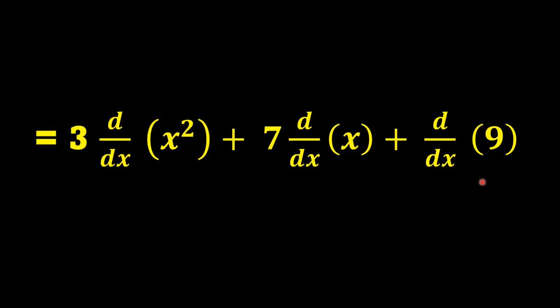As a process, we write the numerical coefficient first outside the symbol for derivative. So we write it as 3 times the derivative of x squared plus 7 times the derivative of x plus the derivative of 9 with respect to x. We don't write 9 before the derivative because this inside here would become empty if we write 9 outside. As we all know, for the first basic rule, the derivative of a constant is always 0.